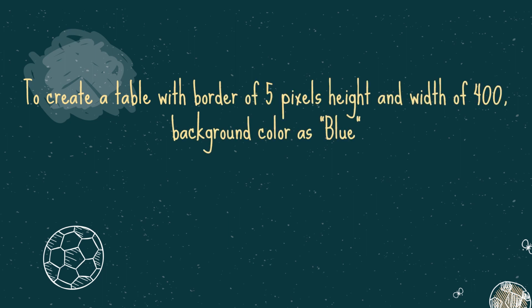Next question is to create a table with border of 5 pixels, height and width of 400 and background color as blue. For creating a table, we will use the table tag. For border, the border attribute. For specifying the height and width, we will use the height and width attributes. Then for specifying the background color, we will use the BGCOLOR attribute.